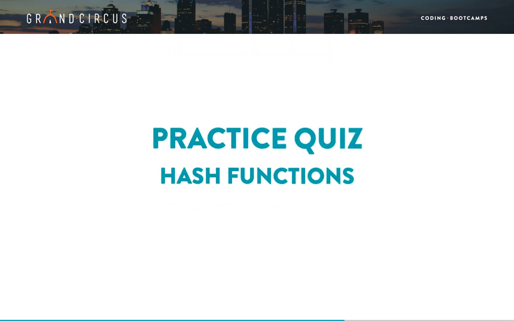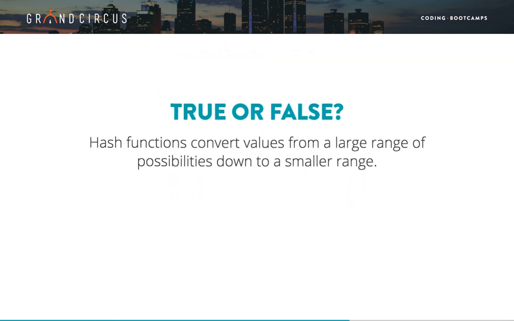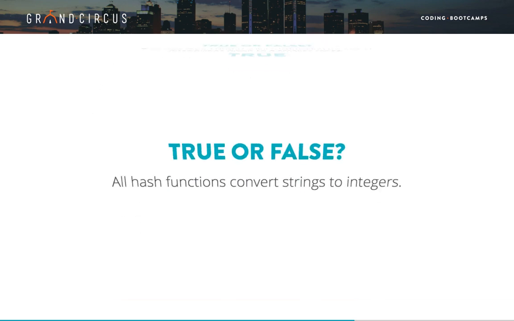Let's recap what we learned about hashing data structures with a quick practice quiz. Which of the following statements is true about hash functions? True or false? Hash functions convert values from a large range of possibilities down to a smaller range. True. There are many kinds of hash functions, but they all fit this broad definition. This works great for our hash table because there are almost infinite possible keys, but our array has only a limited number of slots.